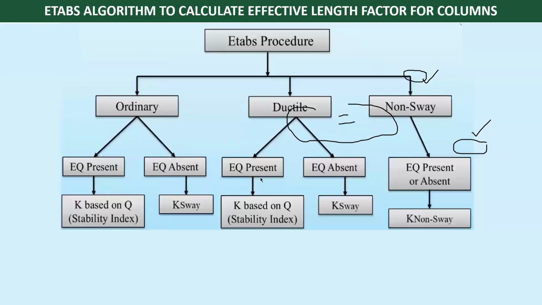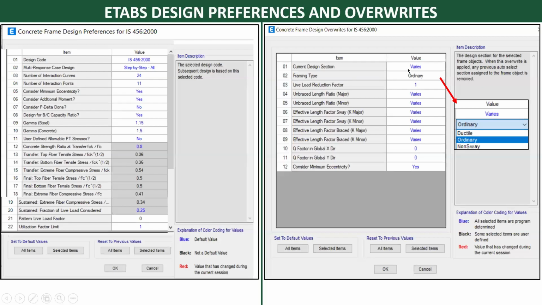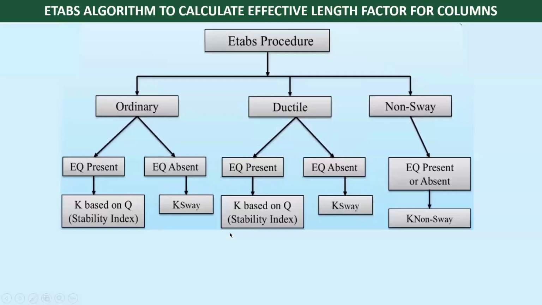And my dear friend, the design of the column mainly depends on the decision that you are going to make for the ordinary, ductile and non-sway. Earlier we have seen what framing type you would like to choose. If you are choosing the ordinary, the K factor is the most important factor for designing the column. Your design requirement for the column mainly depends on the K factor, and the K factor depends on the ordinary, ductile, non-sway. So if you would like to understand how the Etabs software is going to calculate the K factor, you need to know the algorithm of the software.